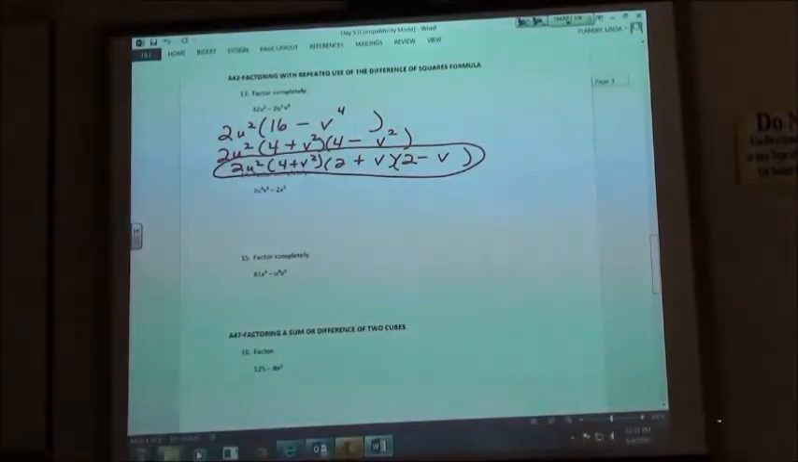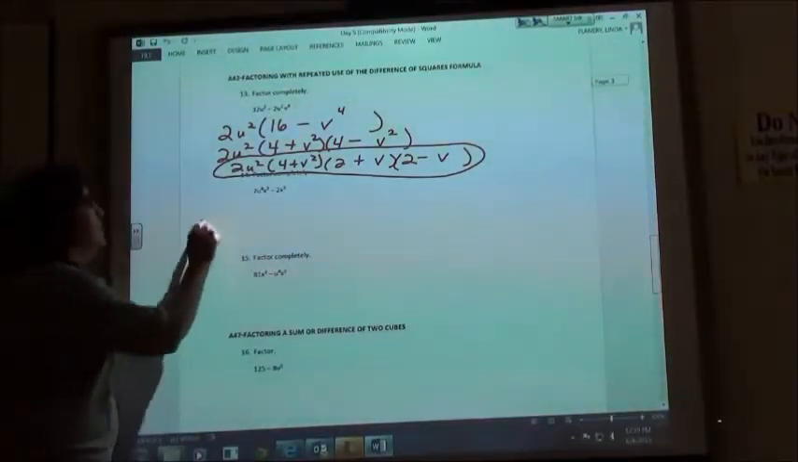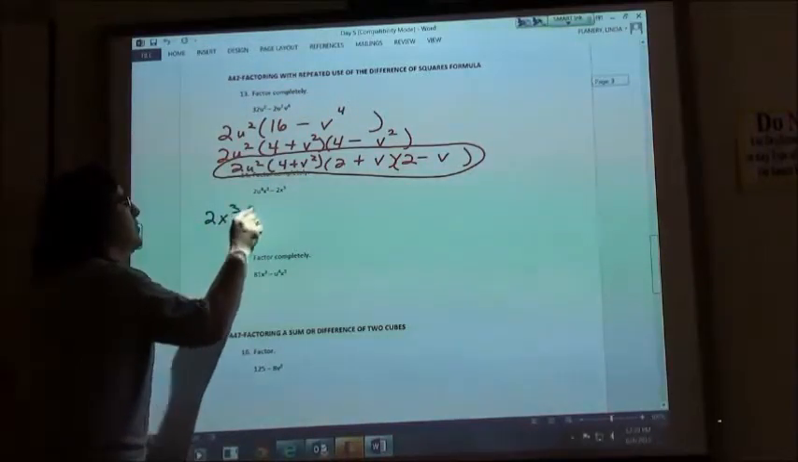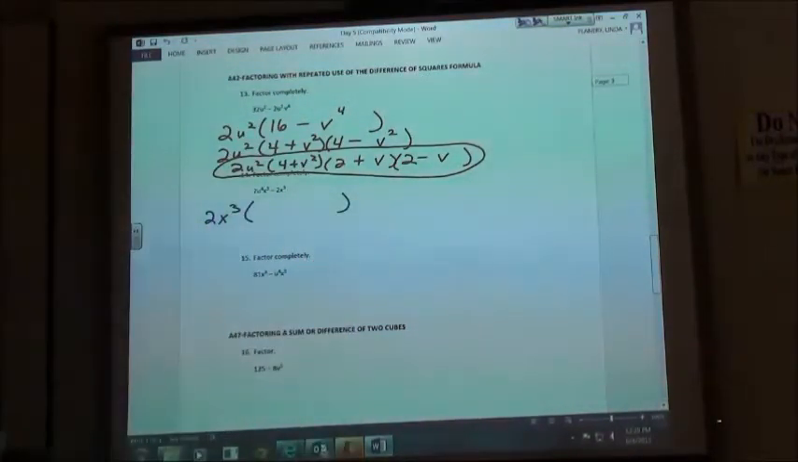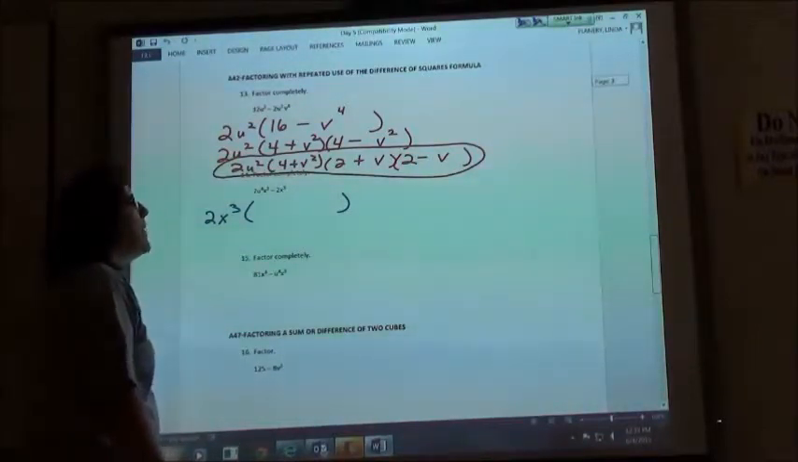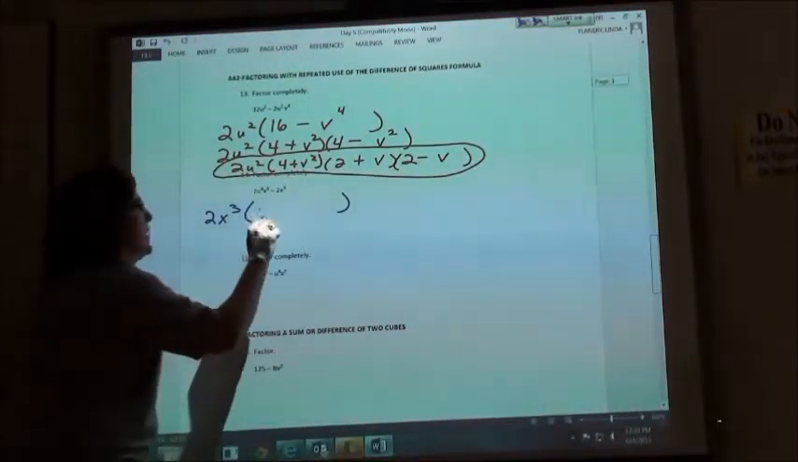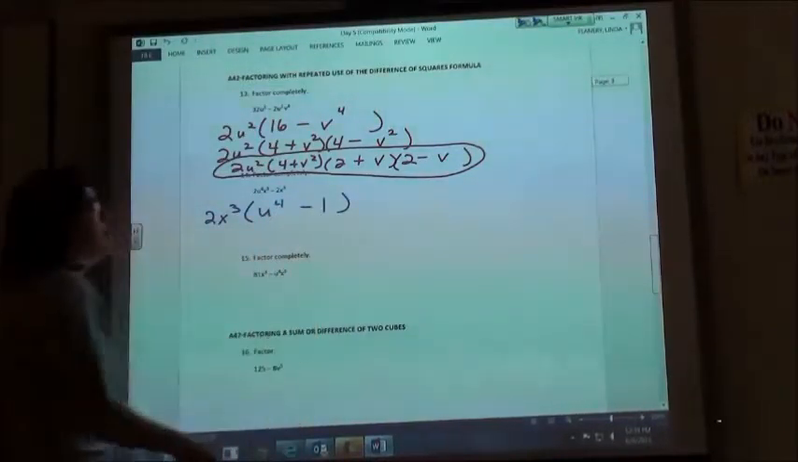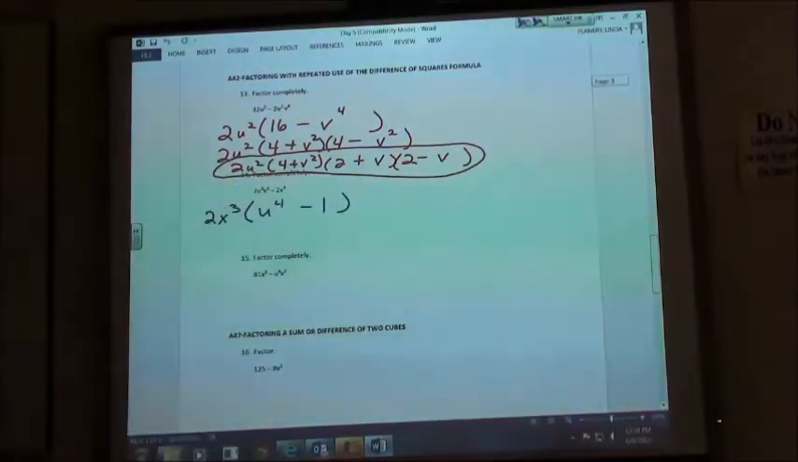So number 14 there, if I take out my greatest common factor, it would be 2x to the third, 2x cubed. And if I divide that out, I'm going to be left with u to the 4th minus 1. That doesn't cancel out and is gone. It has to be there because if I use my distributive property and there wasn't anything there, I just get my first term and I wouldn't get my second term.